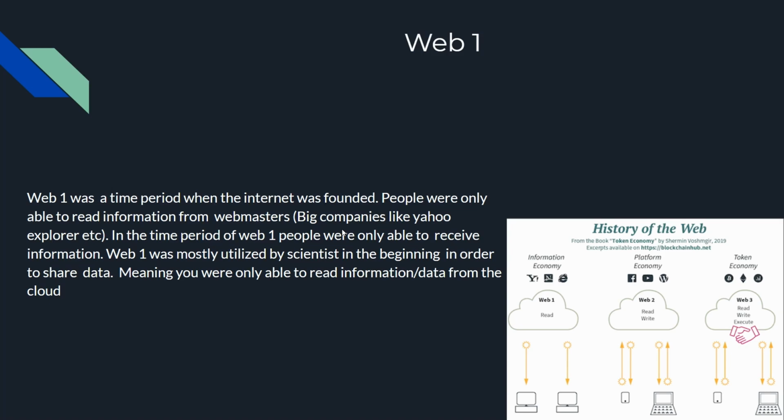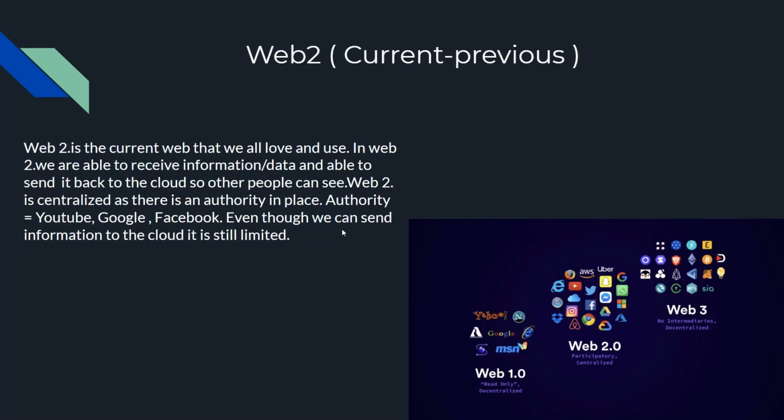After Web 1, we have the evolution to Web 2, which is the current and kind of previous web, as right now we're on Web 3. Web 2 is the current web that we all love and use. In Web 2, we are able to receive information and able to send it back to the cloud so other people can see. We can infer from this picture over here that Web 2 includes the sites that we use and watch today, like Facebook, YouTube, meaning you can read information from the cloud, which would be like the videos you watch on YouTube, and you are able to send information to the cloud, meaning uploading YouTube videos.